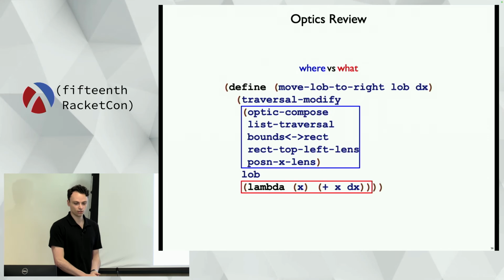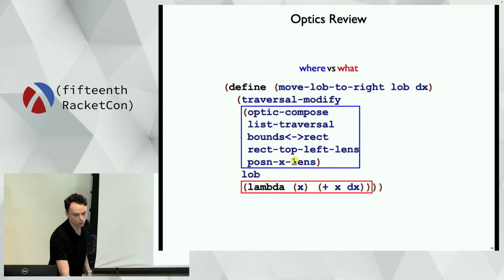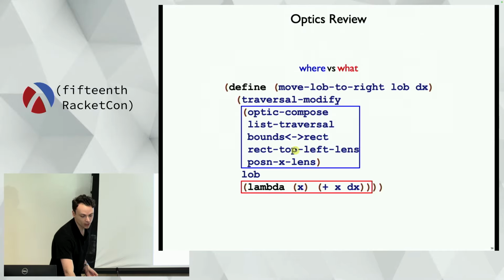And the really important thing about lenses and why I think they're actually useful, or optics in general, is they allow you to separate the where from the what. So if you're moving a list of bounding boxes to the right, you have this optic which tells you, here is exactly the part of the structure I want to be manipulating, and then here is what I want to do to it. And you have this very rich language for specifying where. And it's composable, it's reusable, and it allows you to separate the where from the what, so everything is nicely decoupled.